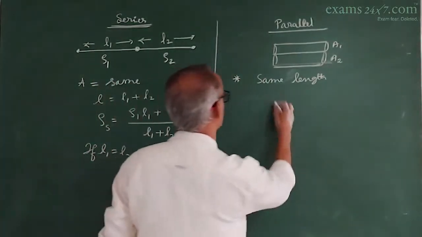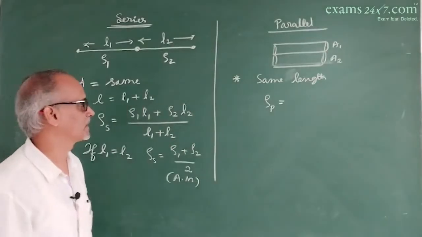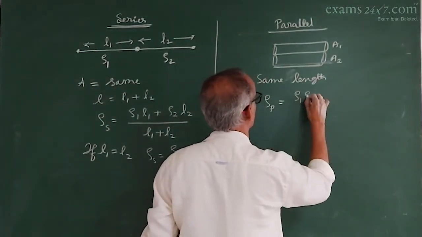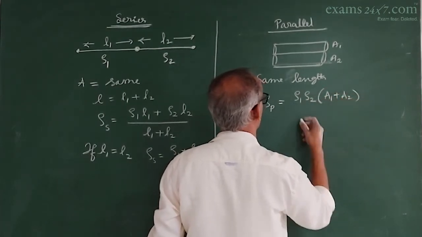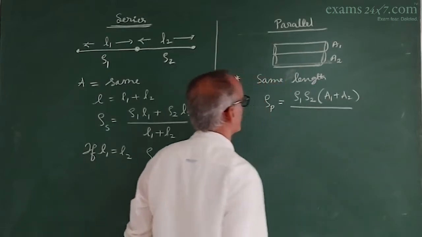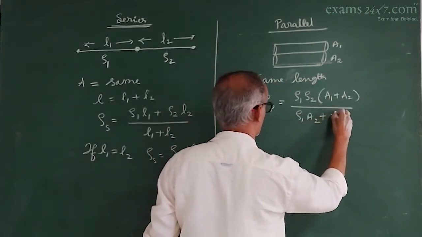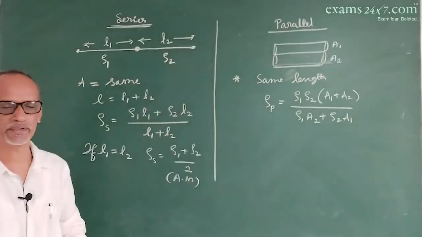So in parallel combination, what is the effective resistivity of the parallel combination? That is rho 1 into rho 2 into (A1 plus A2) by (rho 1 A2 plus rho 2 A1). This is the formula that we get.